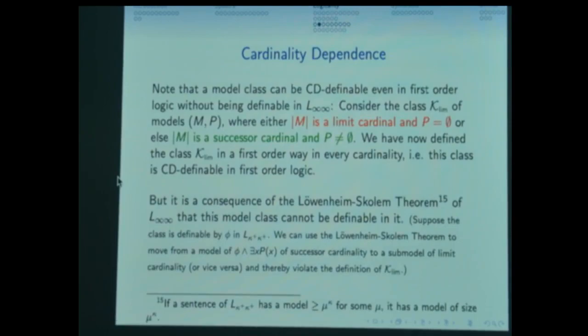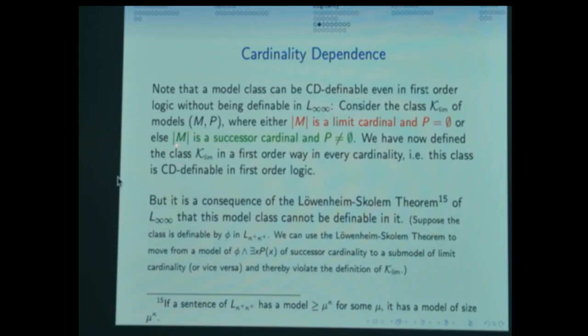Okay. So note that a model class can be CD definable even in first order logic without being definable in L infinity infinity. Here's an easy example. Consider the class K of models where the cardinality of the domain is either a limit cardinal and the predicate is empty, or a successor cardinal and the predicate is not empty. We've now defined this class in a first order way in every cardinal separately.